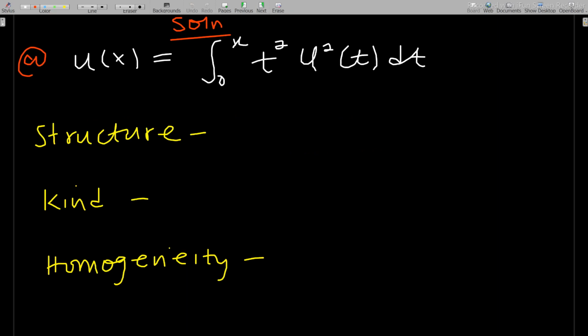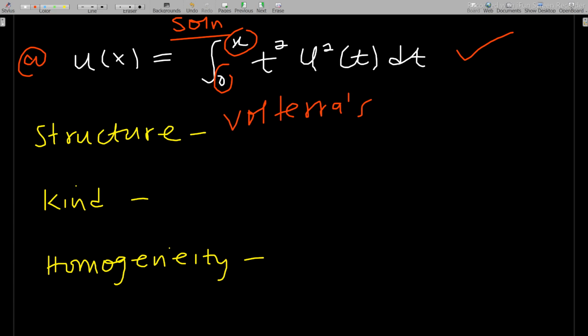All right, so for the first one you have u of x equals the integral from 0 to x of t squared u squared of t dt. Now let's go to the structure. You can only classify an integral equation under structure as either Fredholm's or Volterra's. With Fredholm's integral equation, the limits of integration are constant. And with Volterra's integral equation, the upper limit, b, is a function of x, or is equal to x. So the structure depends on the limits, and here the limits are 0 and x. Once b is equal to x, we have a Volterra's integral equation. So here it is very simple: Volterra's integral equation.